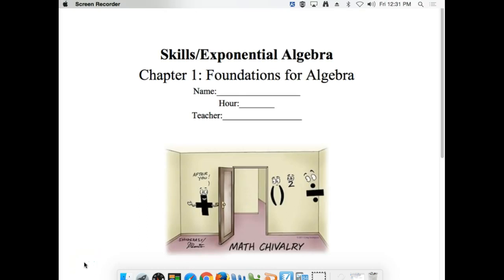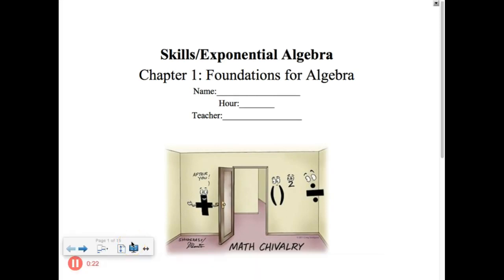All right, welcome everyone to our very first lesson of Chapter 1, Foundations for Algebra, for Skills in Exponential Algebra. This is really going to be our first chapter of dipping our toes in and reviewing skills that we have been gaining for a while in other algebra classes. We are going to be learning very familiar topics, so a lot of this might be old news for some people, but we might be learning some new things as well.